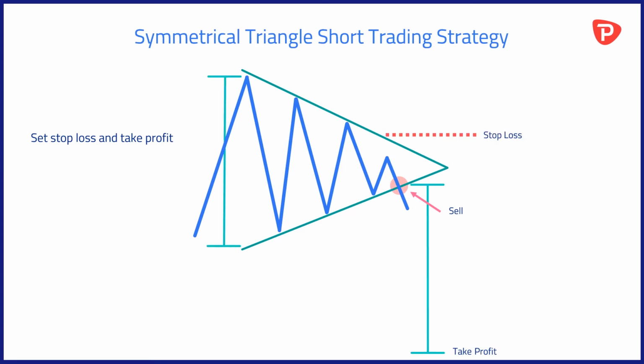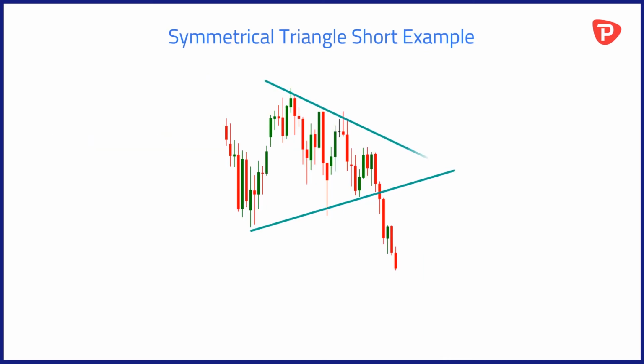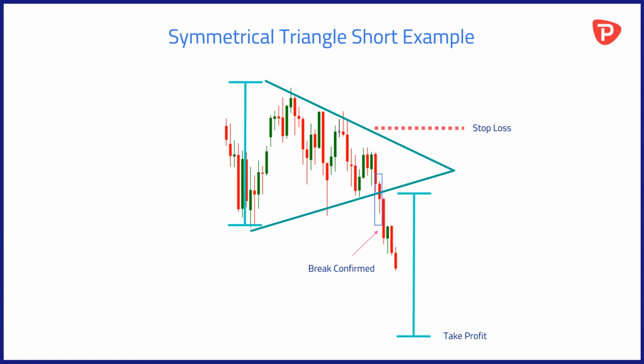Let's now take a look at a symmetrical triangle breaking out short and see how it would be traded. Price first consolidates inside the sloping triangle lines and finally breaks through around 2/3 of the way through the pattern, as you can see highlighted in the blue box. We can then measure the base of the triangle where the pattern started to project the take profit target and place the stop loss just above the downward sloping line.